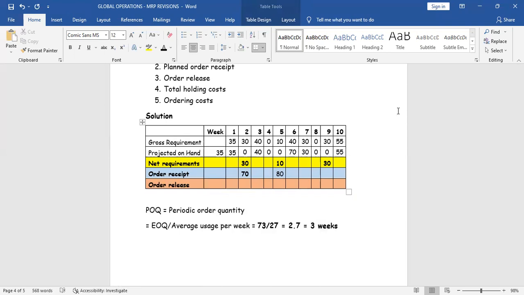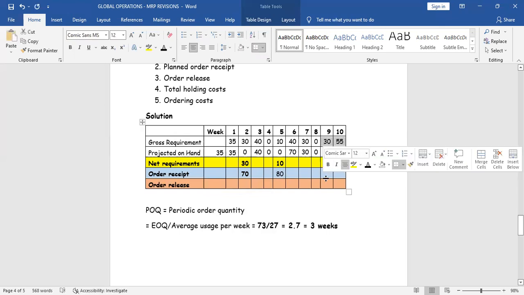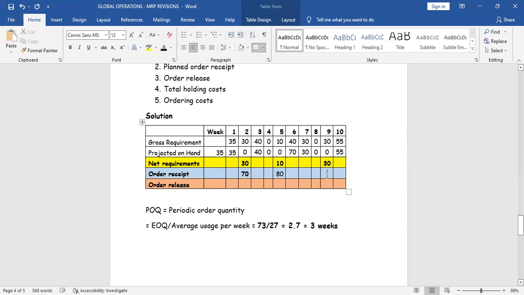But if you can see, we only have 2 weeks here, so I only add these 2. The 3rd week is supposed to be the 11th week, but we're not taking into account the 11th week, so I'll just add those 2 because I'm limited. So that will be 30 plus 55, which will give me 85. This is what it means when we talk about POQ.